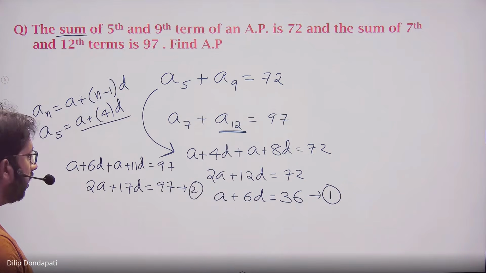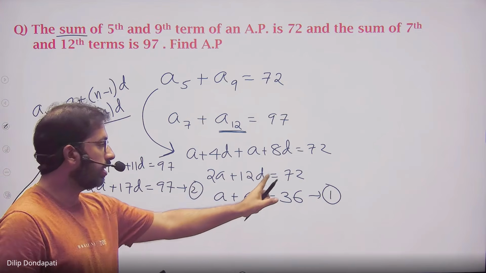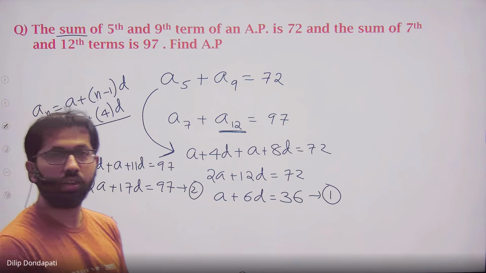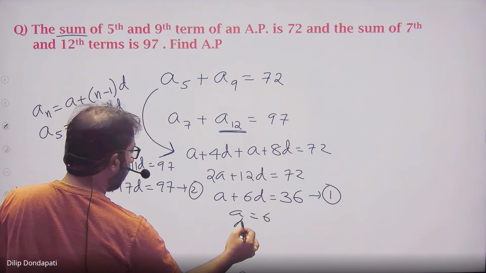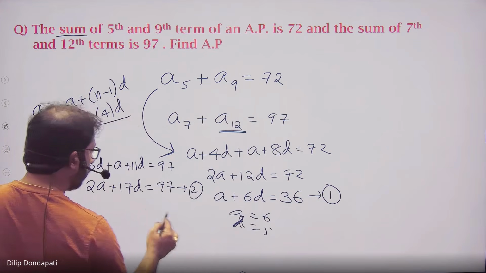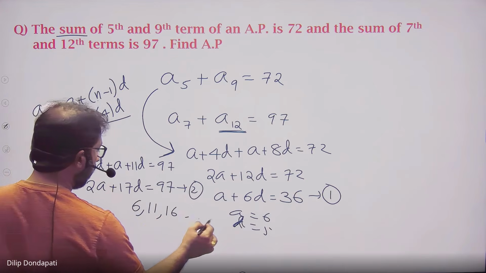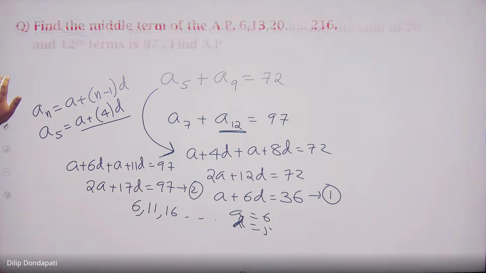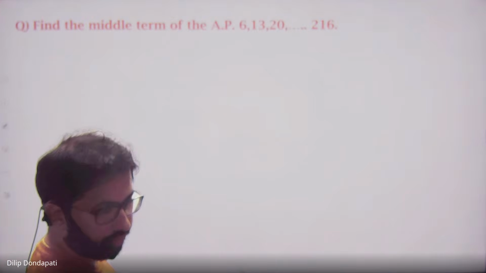So what value of A did you get? Substitute 5: 6 times 5 is 30. 36 minus 30 is 6. A equals 6. So if A is 6, what is the series? D is 5, right? So keep adding 5: 6, 11, add 5 to get 16, and so on. Okay? Let's go to the next one, try it.